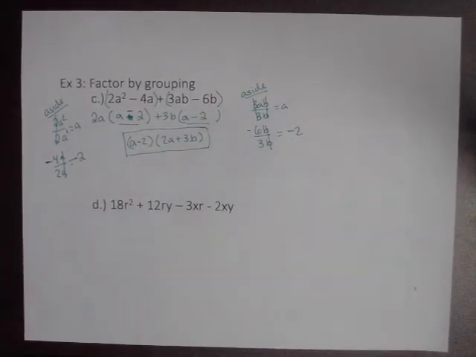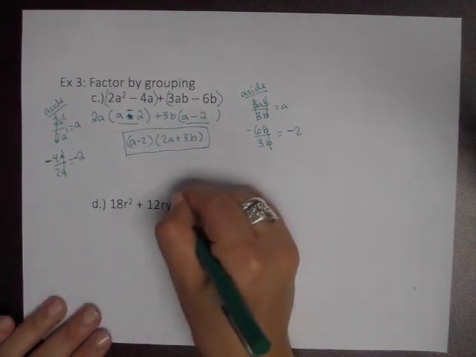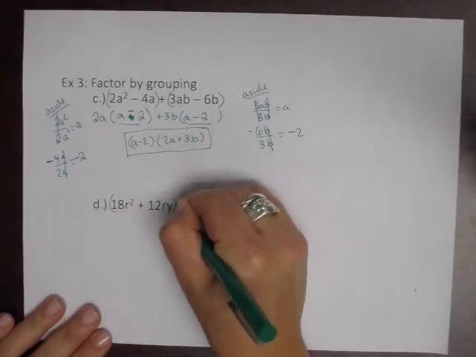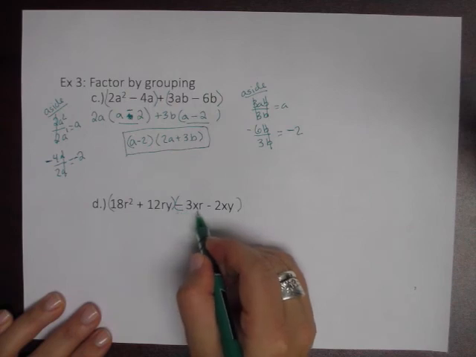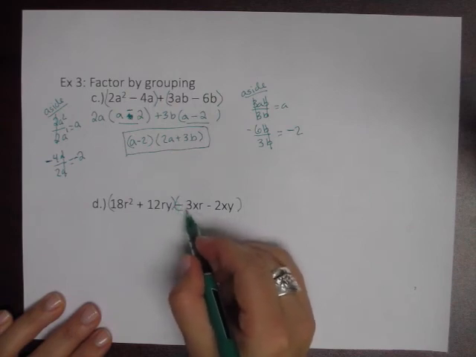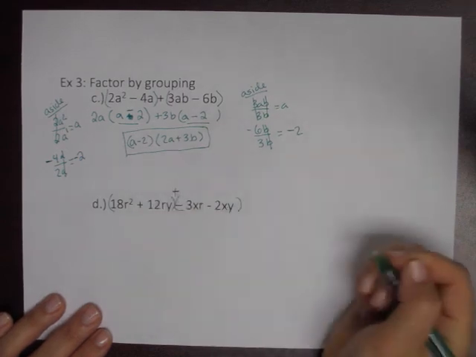Okay, here's the last one. So we have 18r squared plus 12ry minus 3xr minus 2xy. So I see I have four terms. My only option is factor by grouping. I group the first two and I group the second two. Now this is super important. If you have a negative in front of the third term, you want to include that negative inside of your second group, and then you're going to put a little plus right up here.